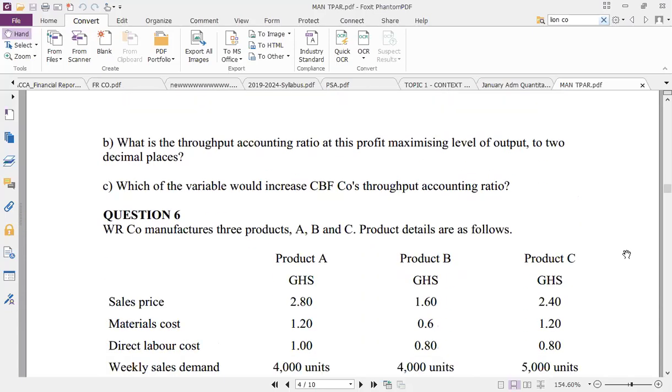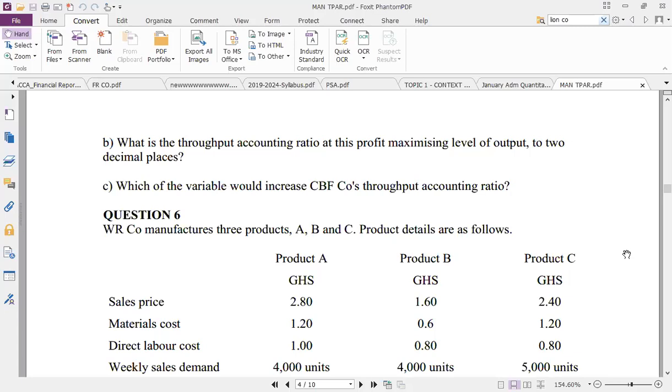Now B, let's continue with B. What is the throughput accounting ratio at this profit-maximizing level of output? To 2 decimal places here. The examiner was specific: 2 decimal places. So now you're going to calculate it for me. Kindly calculate the throughput accounting ratio for me. Start work. Now you are using only 15 minutes for this question. No, 15 minutes is too much. Just 5 minutes, because the maximum I can give is 5 minutes, so that we can discuss the C.